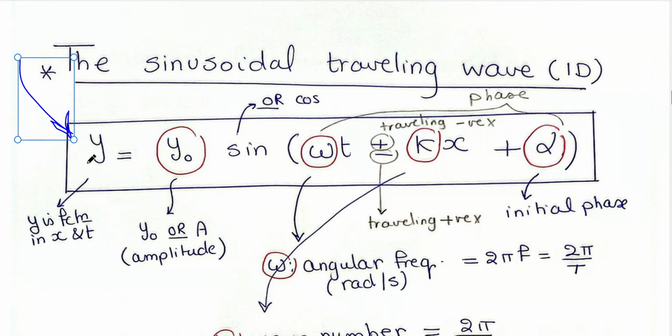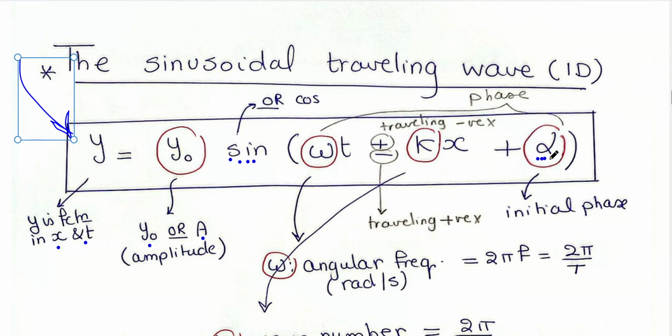Y is the equation of the wave. It is a function in x and t. Remember that the simple harmonic motion was a function in t only. Now we have two variables, x and t, the position and the time, equals y naught, the amplitude. It could be named y naught or a capital, the amplitude. Sine or cosine, we said that it is the same function. The phase consists of three parts: omega t plus or minus kx plus alpha. Plus when the wave is traveling in the negative x direction, minus when the wave is traveling in the positive x direction. Alpha is the initial phase.